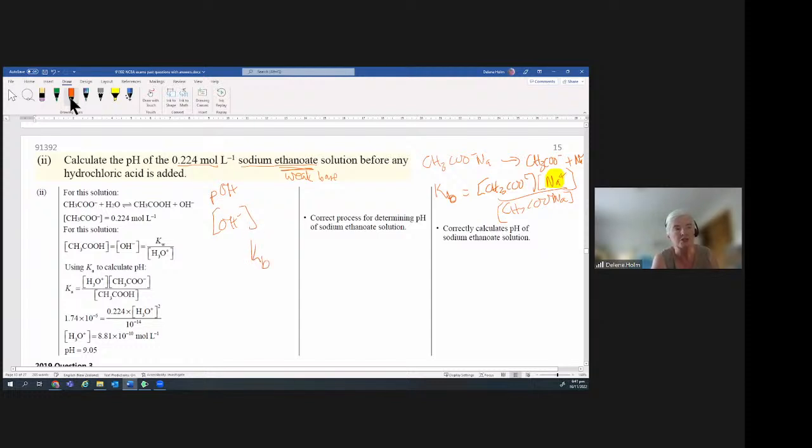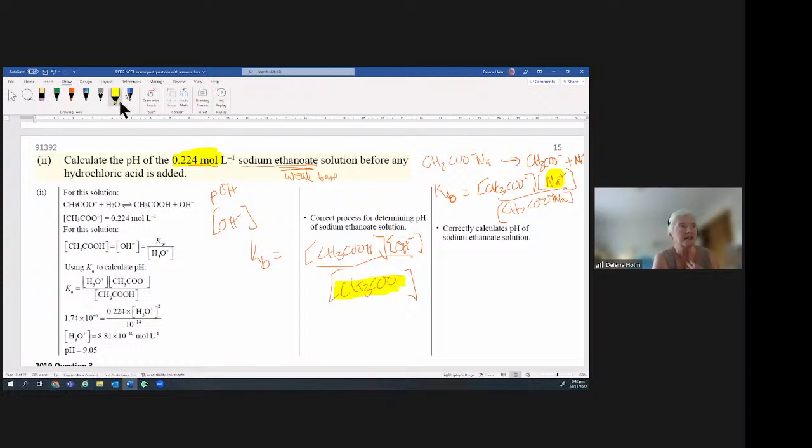is equal to CH3COOH, OH minus, all over CH3COO minus. Now, this value over here is the amount of ethanoate. So you're going to say, as part of your assumptions, that you assume that the amount of hydrolysis is so little that our denominator is that value.